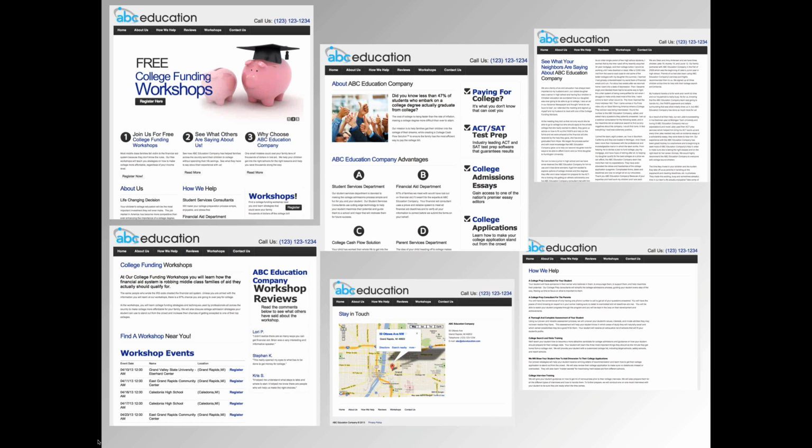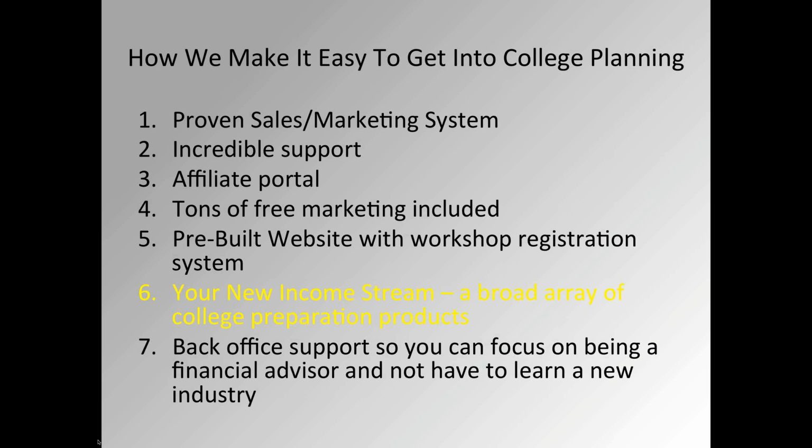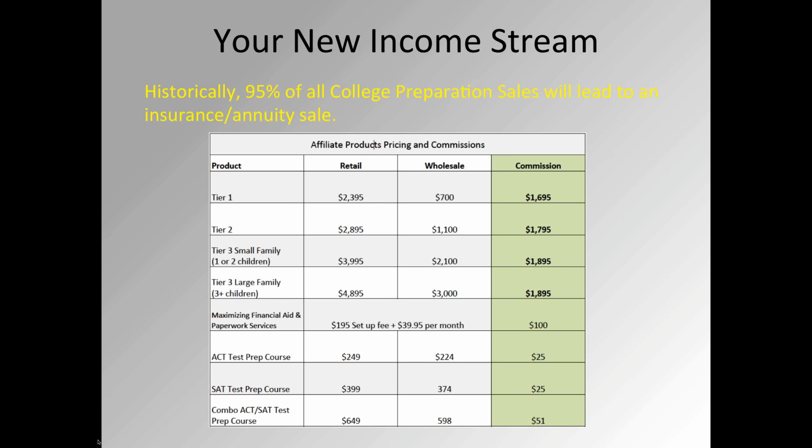You can see the different pages as they sign up, and where your office might be located. And we can really help you present yourself in the most successful and professional manner. And that new income stream that comes from the education is wonderful. There's different levels of programs, Tier 1, Tier 2, and Tier 3. And those commissions are $16.95, $17.95, and $18.95.